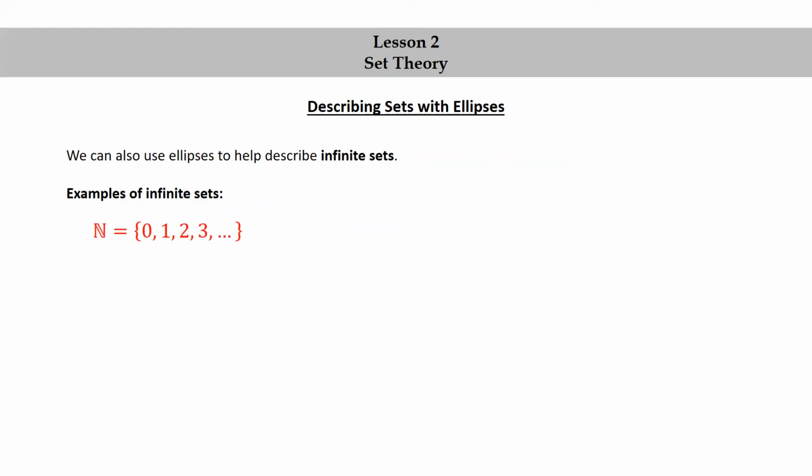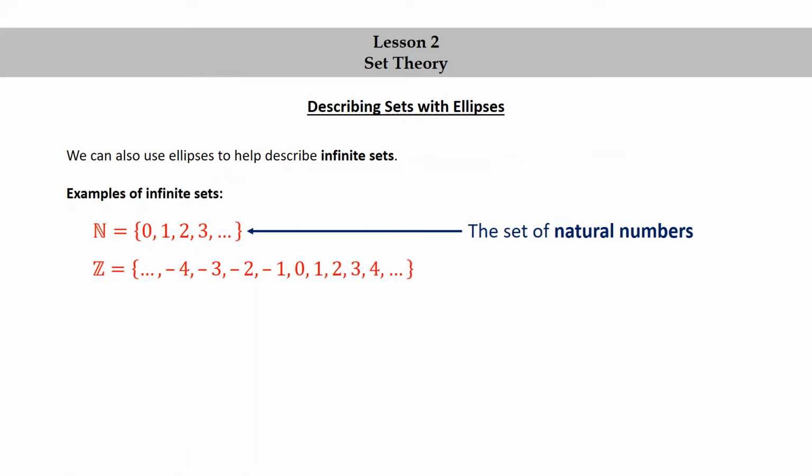N in this double-struck font, also known as Blackboard Bold, is equal to the set of 0, 1, 2, 3, ... This is the set of natural numbers. Z is the set of ..., -4, -3, -2, -1, 0, 1, 2, 3, 4, ... It's the set of integers.